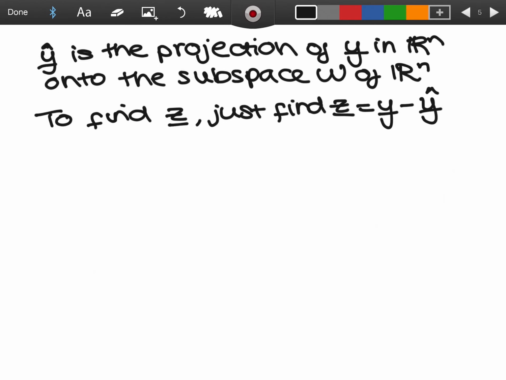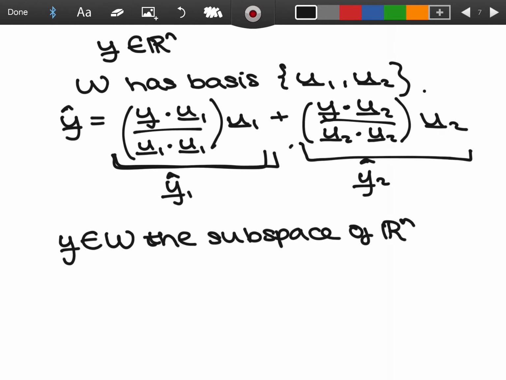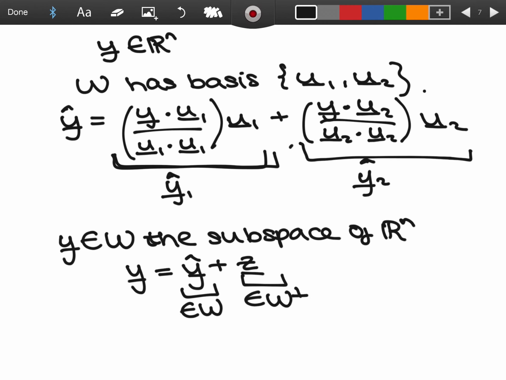So if y lies in W, let's come all the way back. If y is in W, then when you write y as the sum of two orthogonal vectors, where this one is in W and this one is in W perp, then y is just going to equal y hat. There is going to be no z component to this, so that would be 0. So the projection of y onto W is just itself because you don't need to project y anywhere. The closest point to y that lands in W is itself.